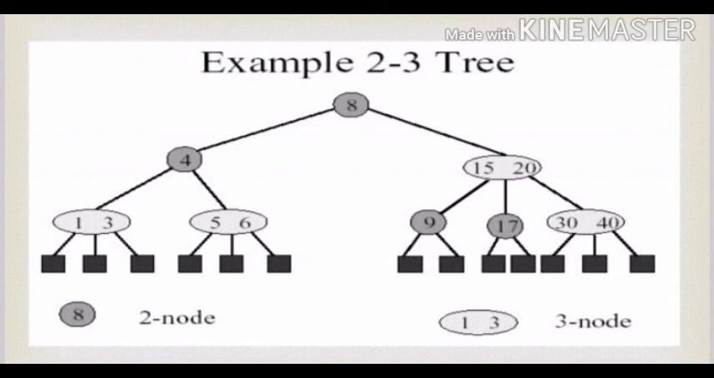For example, 4 has 1 and 3 on the left side, and 5 and 6 on the right side. In the third node, the 3 node 15 20, it has 9 and 17 in the left node and 30 and 40 on the right side node. It is a 3 node.